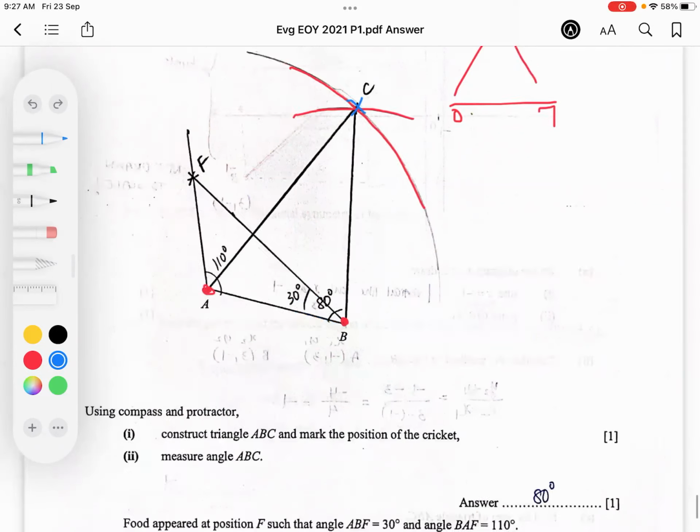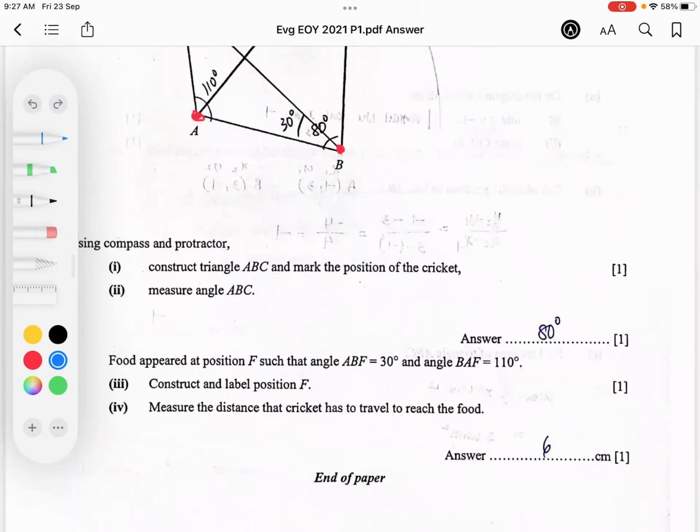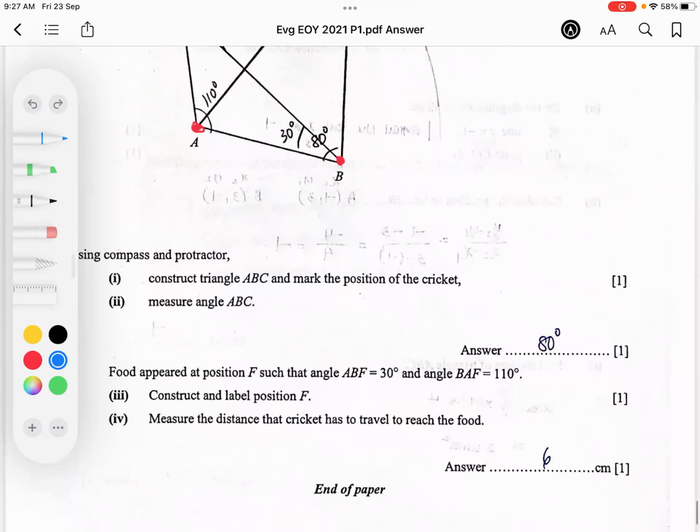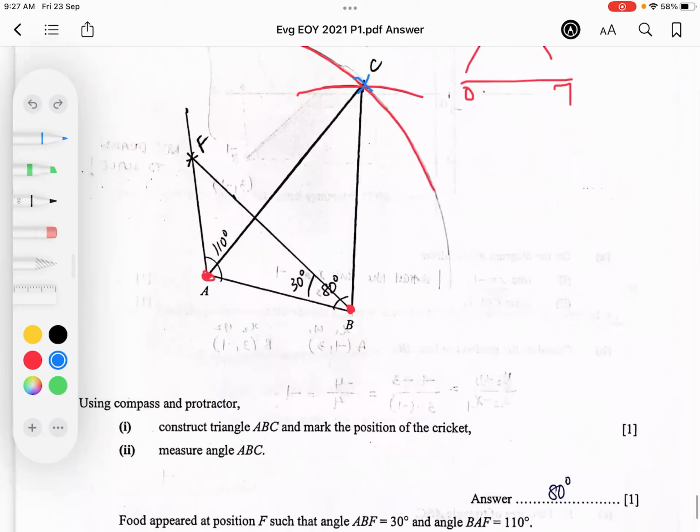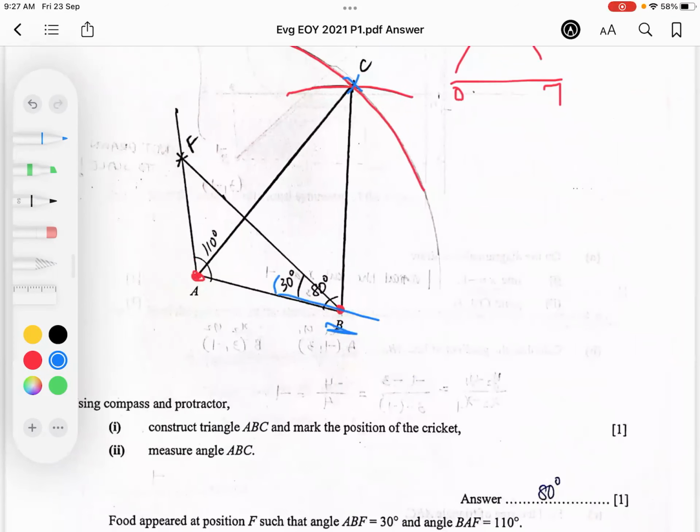Then next question, construct and label position F. ABF is 30. So I put my protractor here. Start from 0. I read 30 degrees. Then draw one whole line, extend.